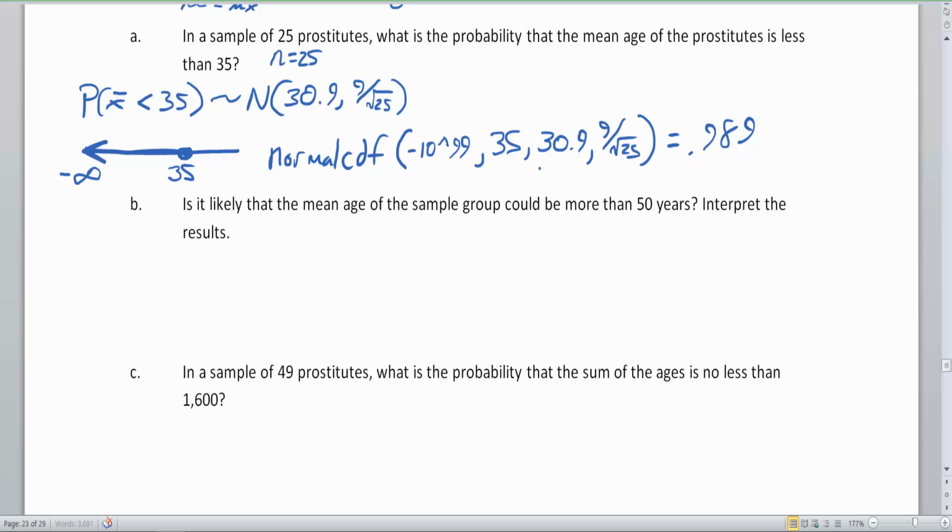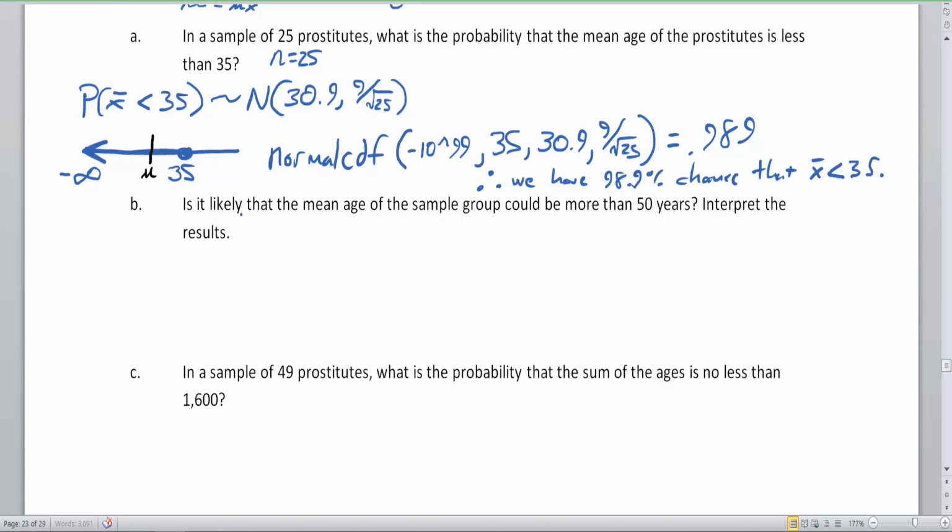So here we go, we got an answer of 0.989. So therefore, we use 3 dots like bowling ball holes. Therefore, we have a 98.9% chance that the average of the group is less than 35. Highly likely, highly likely. And that's also probably because we're including a domain that includes the average, which is 30.9.